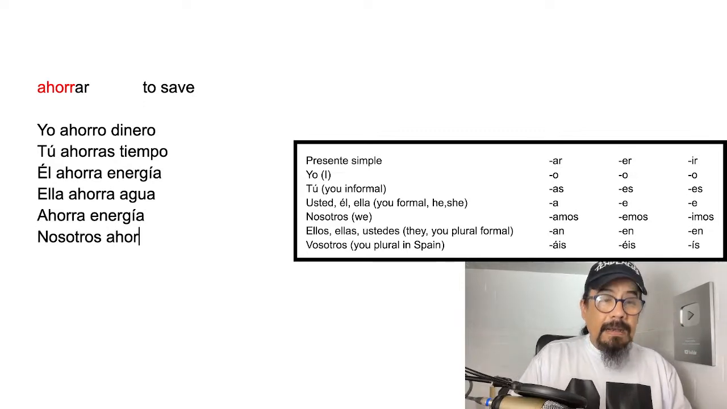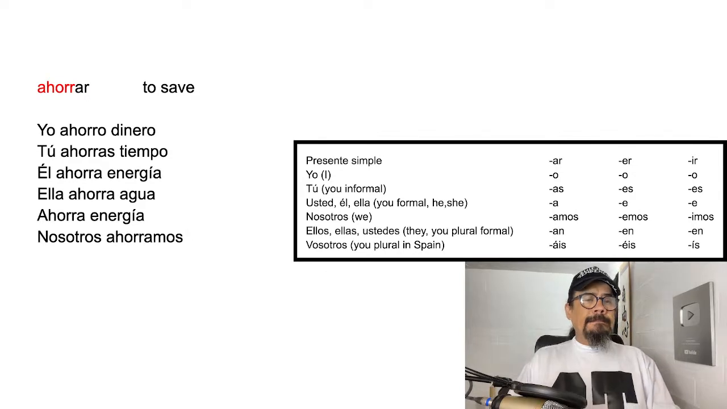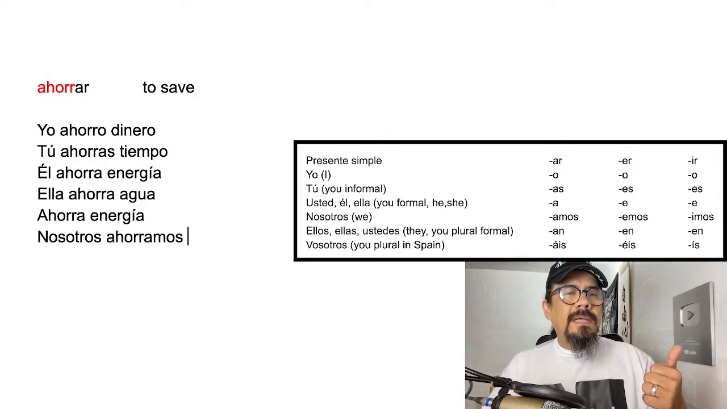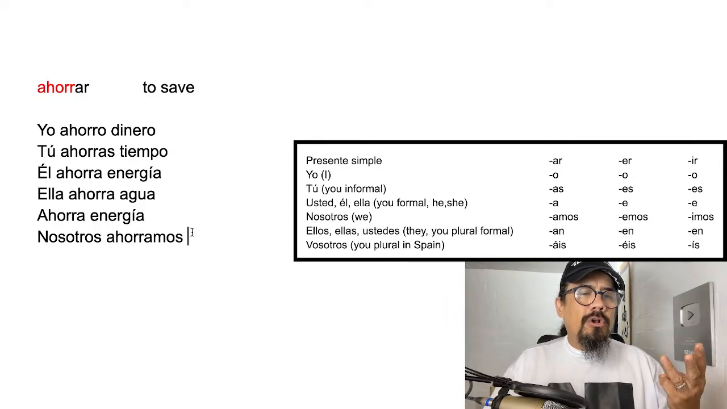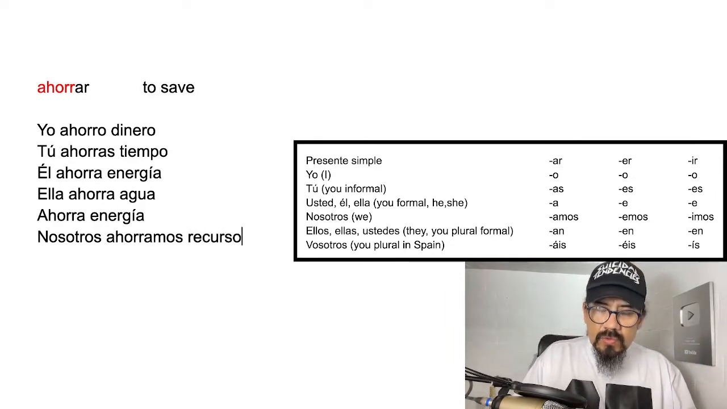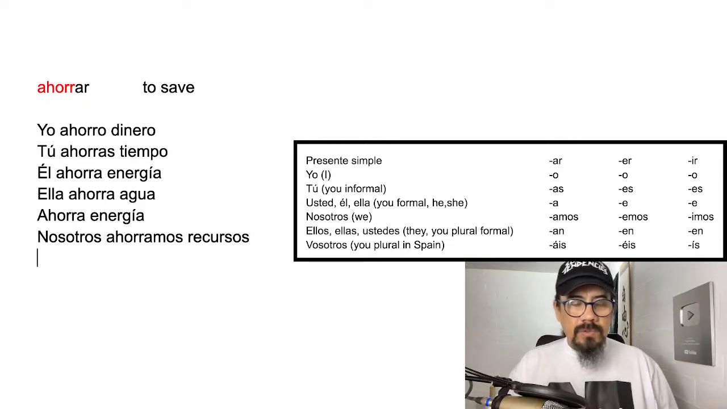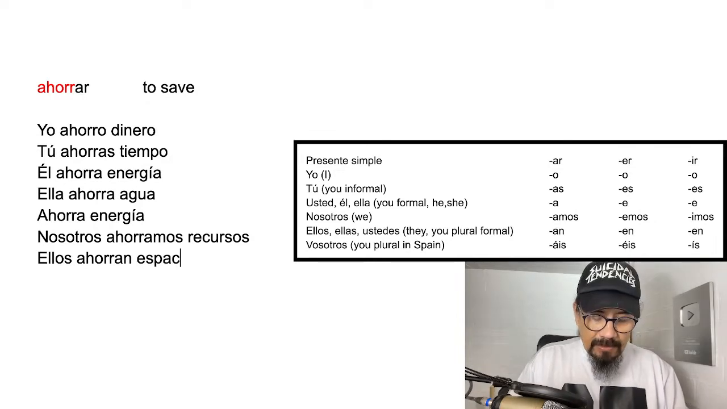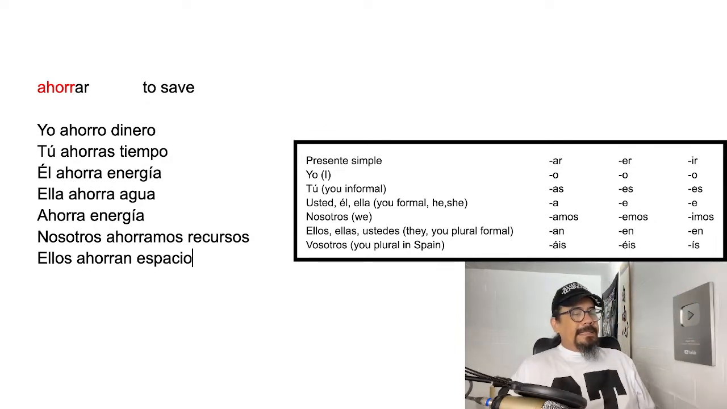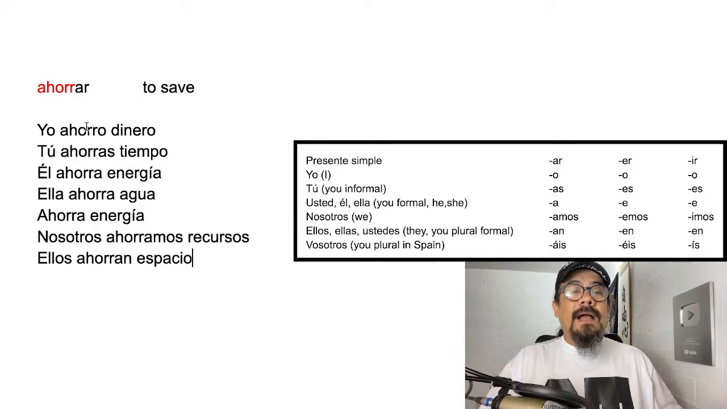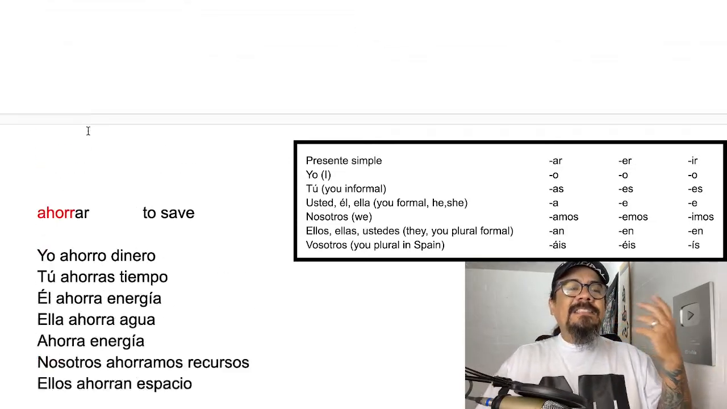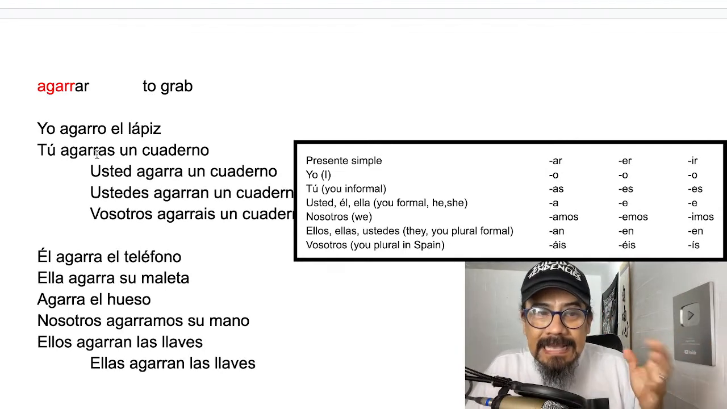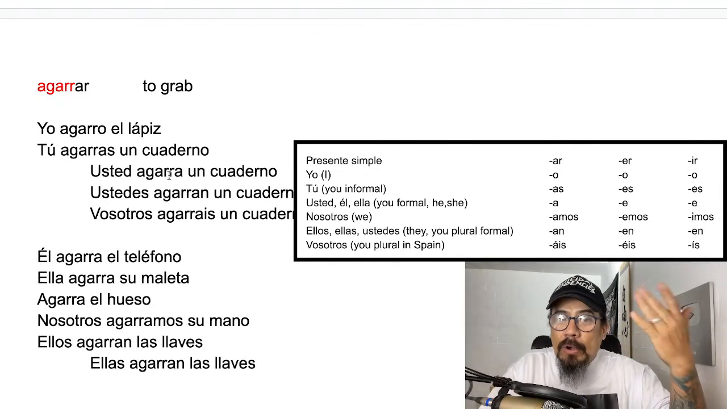Nosotros ahorramos. What else we can say? Money, time, energy, water, resources, recursos. Nosotros ahorramos recursos. And ellos ahorran espacio. That's it. You see how easy it is. I mean the conjugation. It's quite the same as we did here. Agarro, ahorro. Agarras, ahorras. Agarra, ahorra.